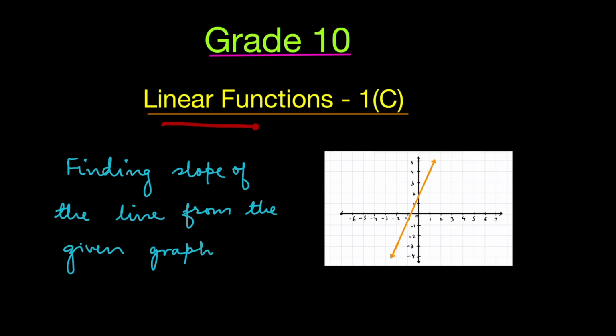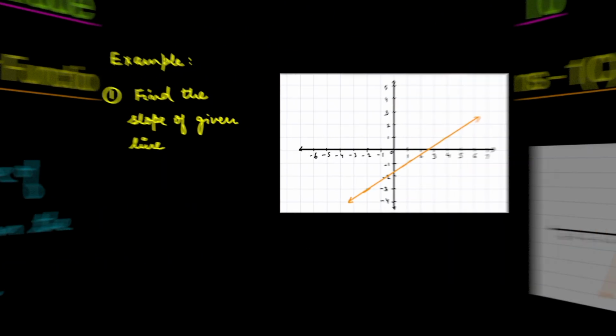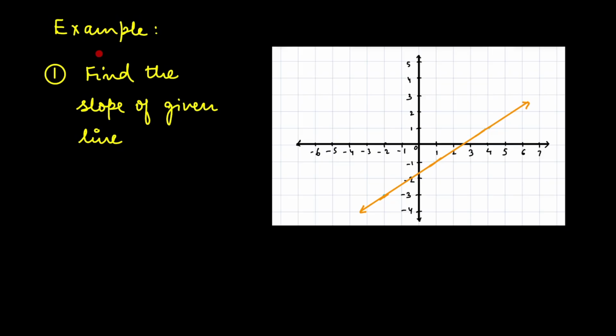So in this video on linear functions, we will learn how to find the slope of a line from the given graph. So this graph is given, and from this we will be finding out the slope. So here is the first example.